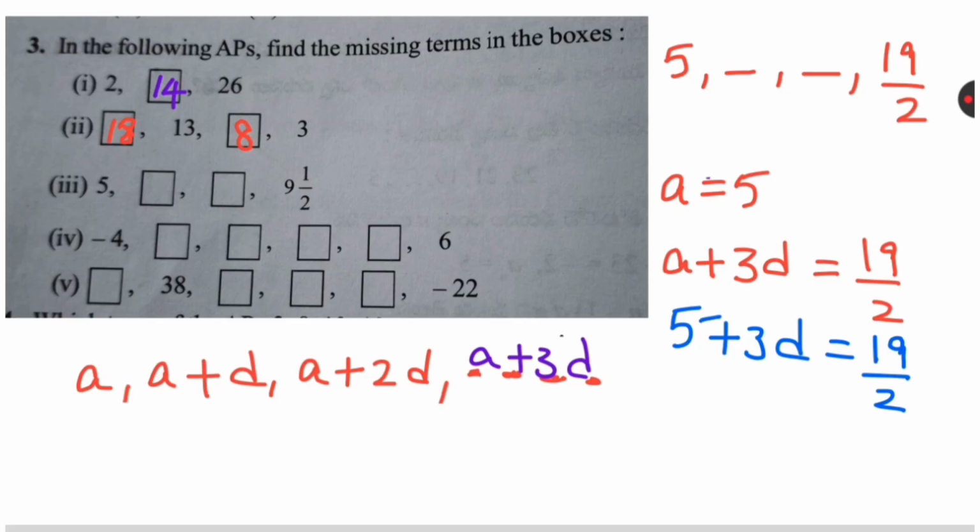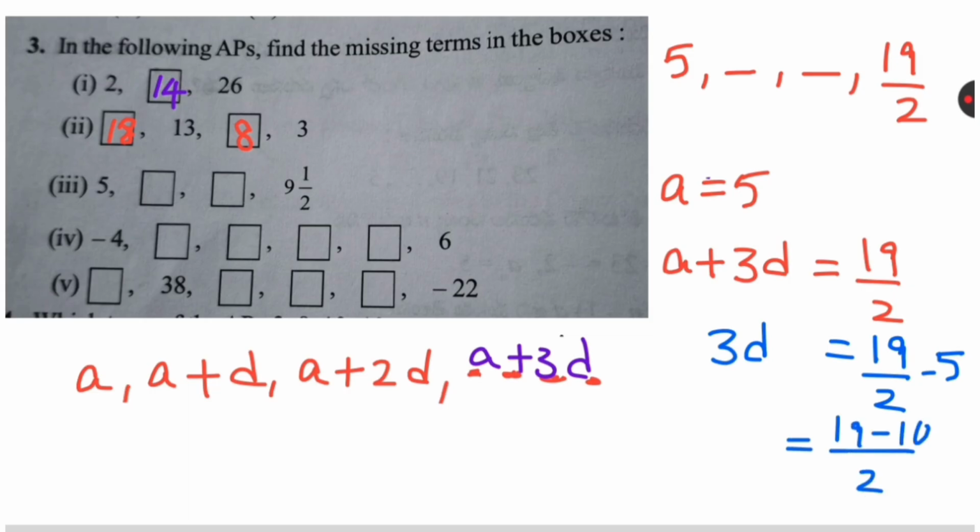If you subtract 5 on both sides, on the left hand side plus 5 minus 5 turns into 0, so we are left with only 3d. The right hand side is 19 over 2 minus 5. If we take LCM 2 here, that is 19 minus 10, which gives 9 over 2. So 3d is 9 over 2. If you divide both sides by 3, the 3s get cancelled on the left hand side, so we are left with only d. On the right hand side, 3 and 3 get cancelled, so we are left with 3 by 2. So the common difference is 3 by 2.